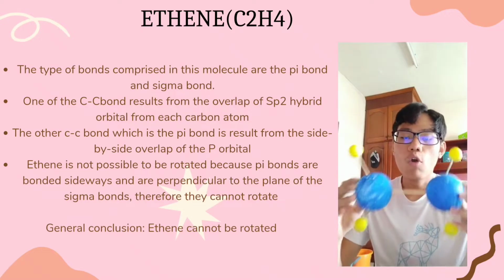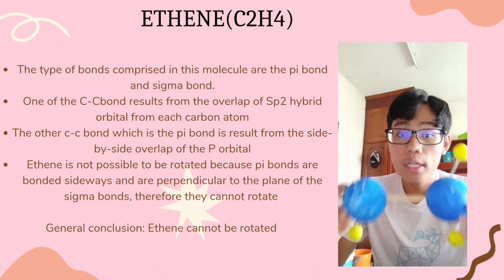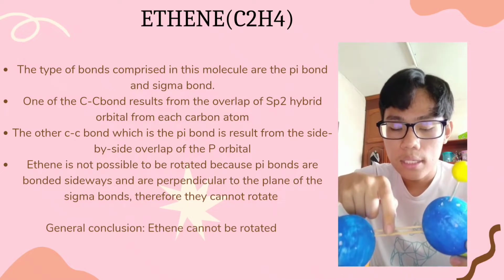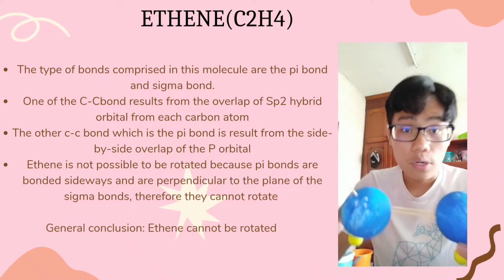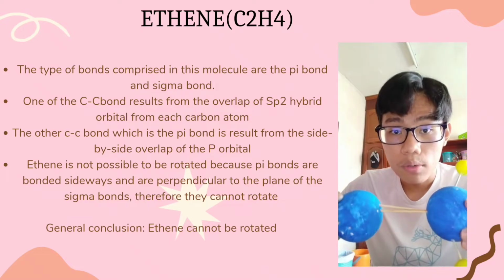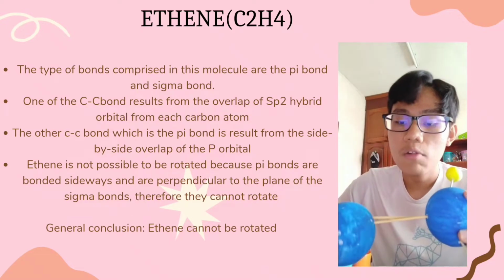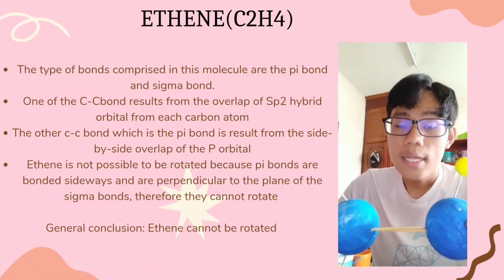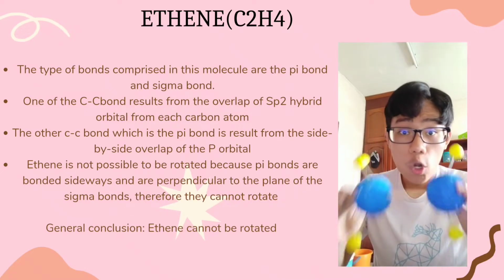So I'm going to give you an overview of why the ethene model cannot be rotated. As you can see, this is a pi bond, and this is the sigma bond. If I want to rotate it, you see there will be an interception between the pi bond and sigma bond. Thus, this ethene model cannot be rotated.